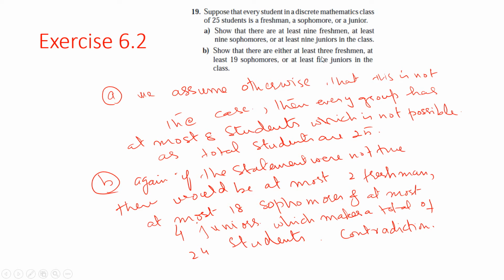Okay, part B, we are going to solve again by contradiction. Show that there are either at least 3 freshmen, at least 19 sophomores, or at least 5 juniors in the class. Well, again, we assume that this is not the case, and there are at most 2 freshmen, at most 18 sophomores, and at most 4 juniors, and this makes a total of 24 students. Again a contradiction, because we have 25 students, so this statement is true.